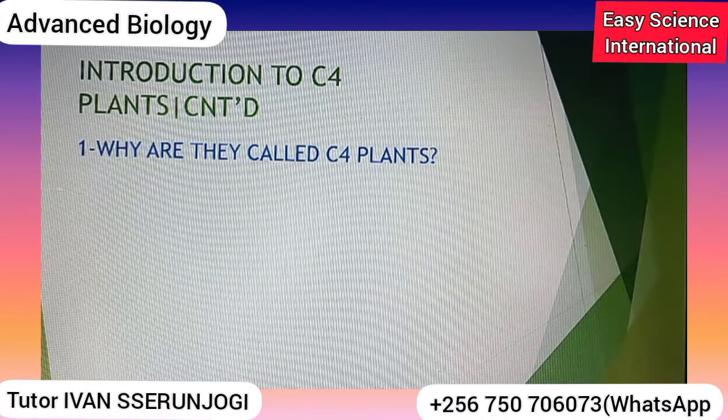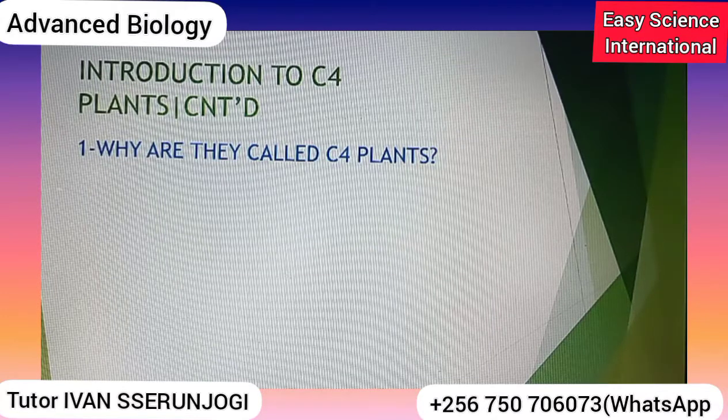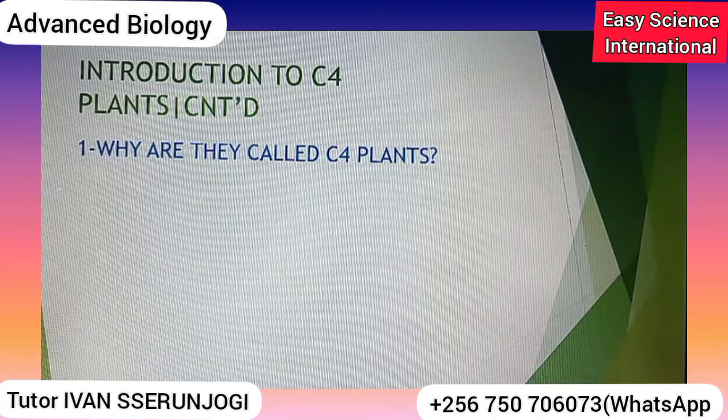Introduction to C4 plants continued. Let's answer our first question. Why are they called C4 plants? Well, these are called C4 plants because these plants have their first stable product of photosynthesis as a 4-carbon compound. 4-carbon. So C in this place stands for carbon. Carbon-4 plants.